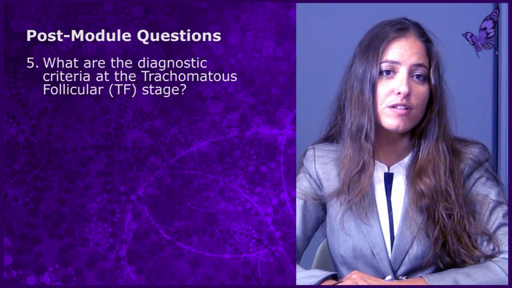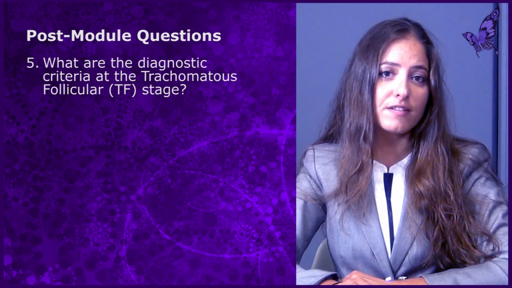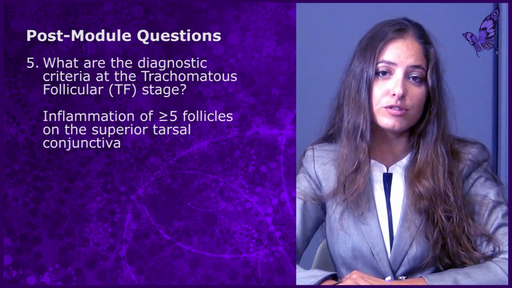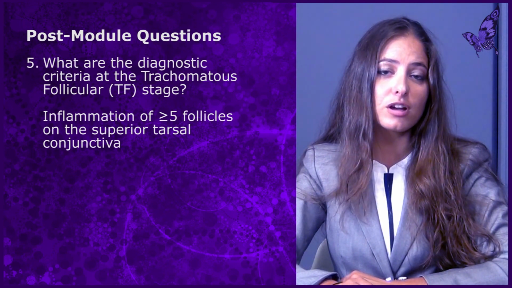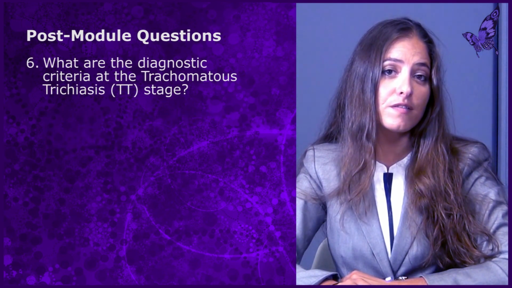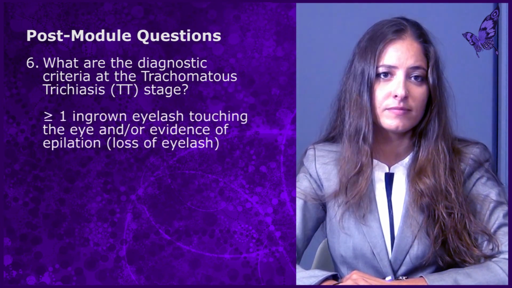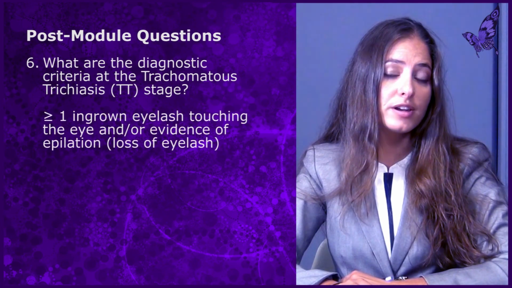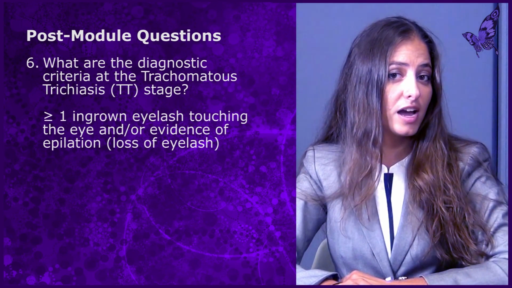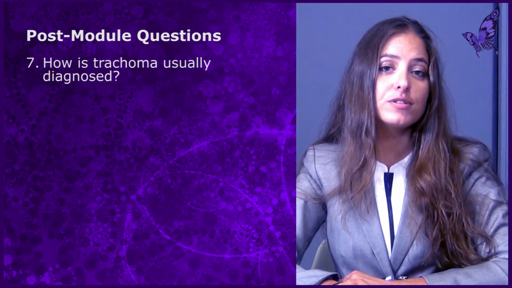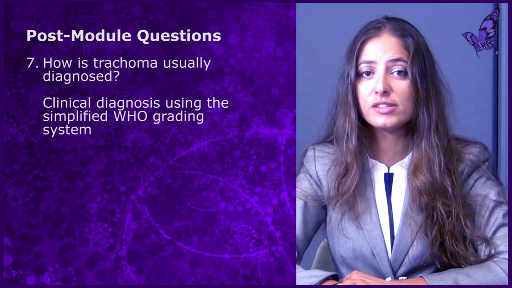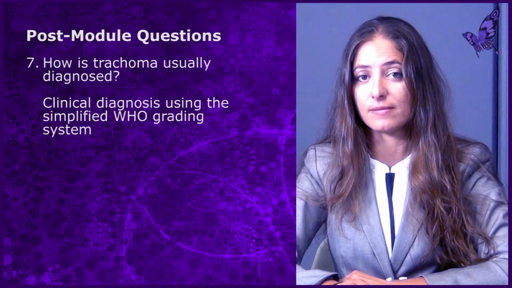Question number 5. What are the diagnostic criteria at the TF, or trachomatous follicular, stage? The answer: inflammation of greater than or equal to 5 follicles on the superior tarsal conjunctiva. Question number 6. What are the diagnostic criteria of the TT, or the trachomatous trichiasis, stage? The answer is greater than or equal to 1 ingrown eyelash touching the eye and/or evidence of epilation or loss of eyelash. Question number 7. How is trachoma usually diagnosed? The answer: it's a clinical diagnosis using the simplified WHO grading system.